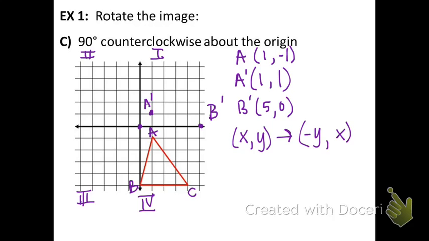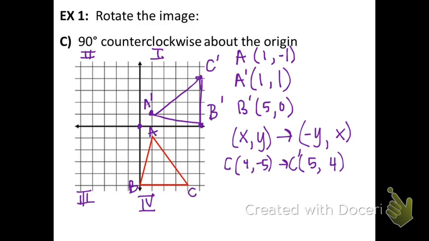So at this point we said let's identify what C is. C is located over 4, down 5, and according to this rule we'll switch and the y will come first and change the sign, so it would be positive 5 and x stays the same for 4. And that should give us our coordinates for C prime. So we'll go ahead and graph it over 5, up 4. And there is our triangle that has been rotated 90 degrees counterclockwise about the origin.